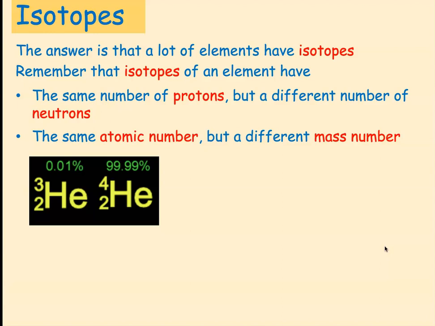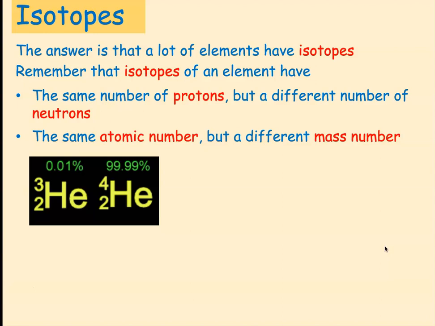So here's an example. We've got isotopes of helium. We have the isotope with the top number, the mass number, of 3, and the isotope with a mass number of 4. Above each is what we call the abundance. That means how much you have in a certain sample of helium.